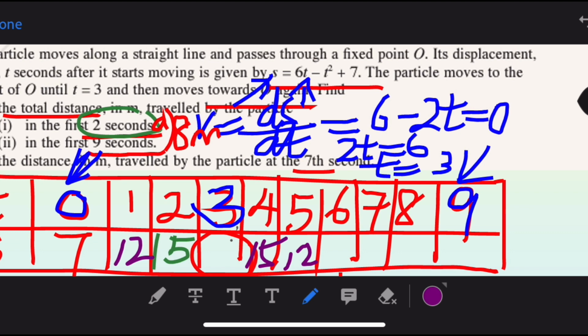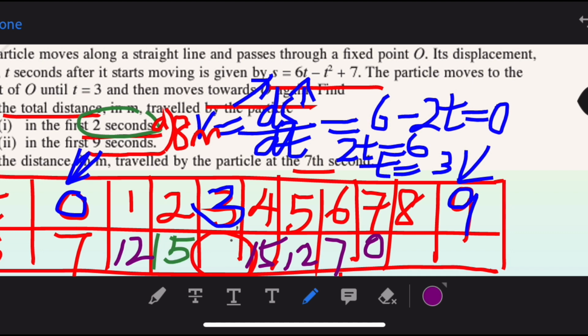And then if t equals 6, I will get 36 minus 36 plus 7. Okay, I noticed that at the 6th second it actually goes back to the 7, and t equals 7 is 6 times 7, 42, 42 minus 49 plus 7, I get 0. Okay, this is the point whereby it goes back to the origin at the 7th second, and at the 8th I'm sure it will go to the left.